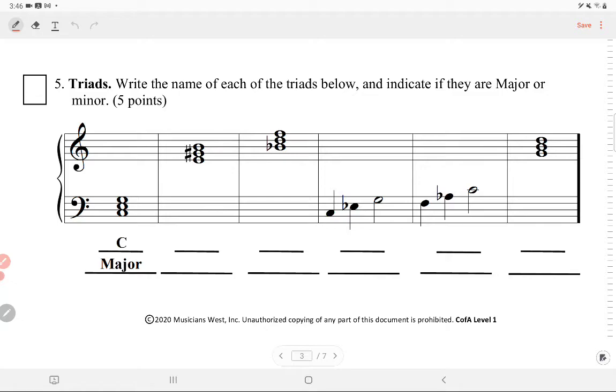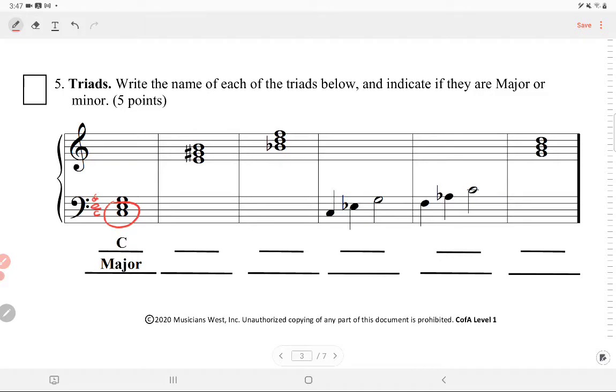Triads. Write the name of each of the triads below and indicate the major or minor. Okay, so for this one, it's better to know circle of fifths, but there's also an easier way to tell as well, okay? All you have to do is know the first two notes of the chord. In this case you have C major, so the first note is C, the second note right here is E, and the top note matters as well, but just know it's G, right?